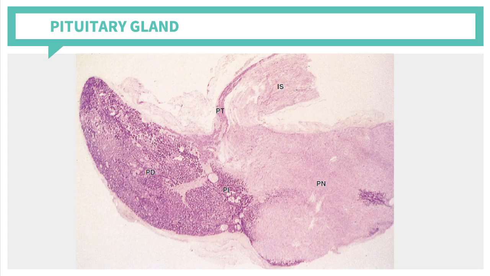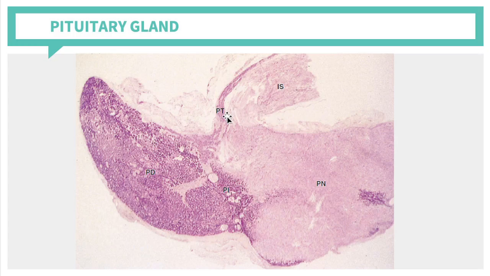See? Which is lighter staining here? The pars nervosa, which is the posterior portion. And then this is now your pars distalis, or your anterior portion. You look for your pars intermedia, which will separate your anterior from your posterior pituitary gland.